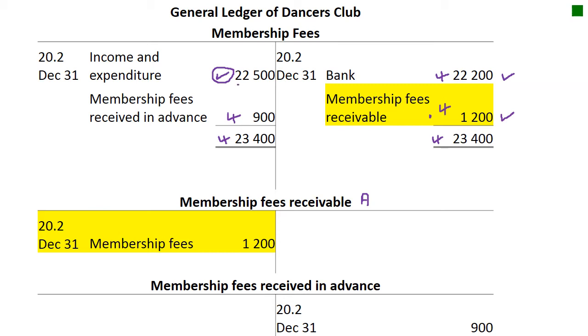So this 22,500 is the balance on the membership fees account, because the credits of 23,400, we subtract 900, that gives us 22,500. So that's the income for the year that's been earned. 1,200 is an asset, membership fees that still need to be paid, and 900 is a liability, membership fees that we've already received in advance. That's going to be next year's income.